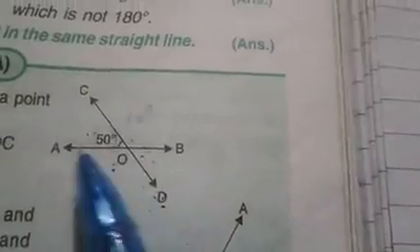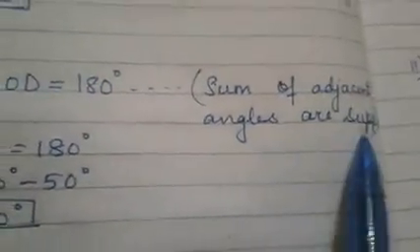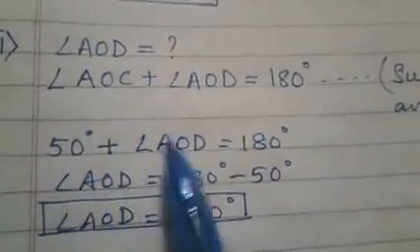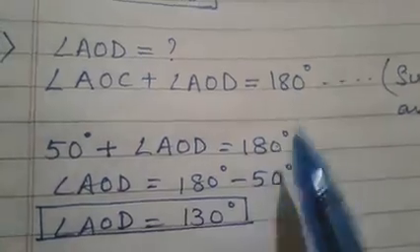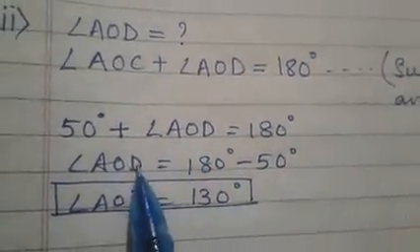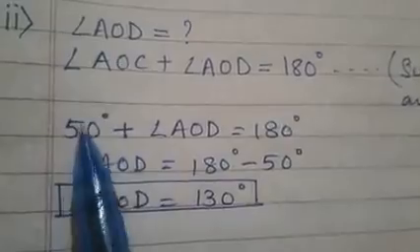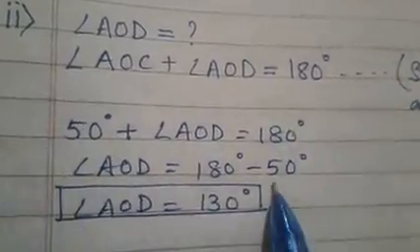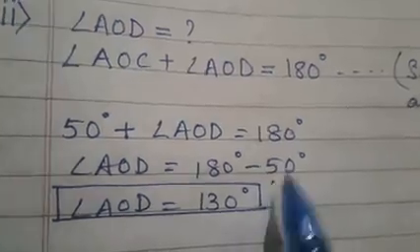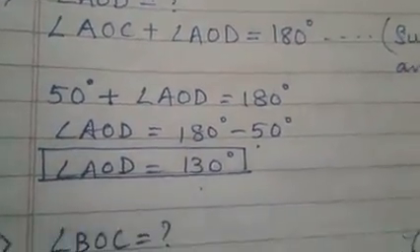Second one, angle AOD. Where is angle AOD? I told you this plus this is equal to 180 degrees. Angle AOC plus angle AOD is equal to 180 degrees because the sum of adjacent angles is supplementary. So AOC is 50 degrees, so 50 plus angle AOD is equal to 180 degrees. Keep angle AOD on the left side and transpose 50 degrees to the right side. This plus 50 becomes minus 50 when it goes to the right-hand side. So 180 minus 50 is 130 degrees.